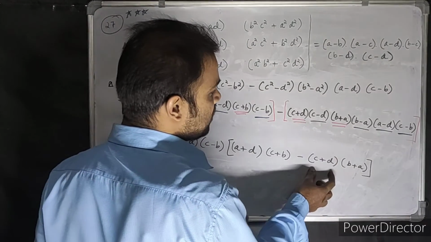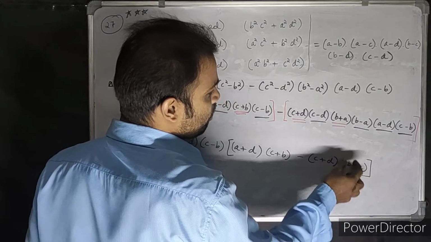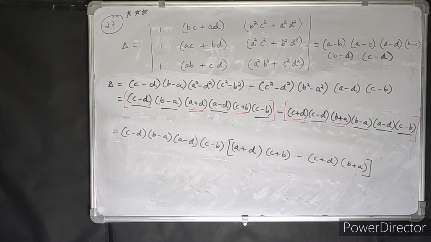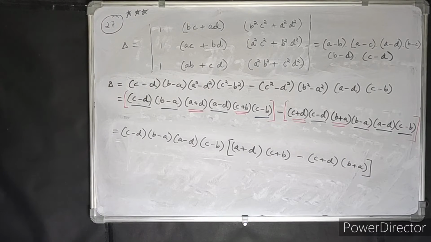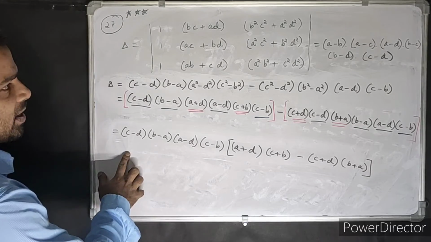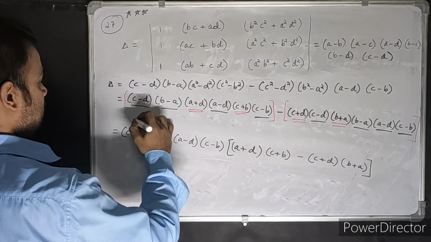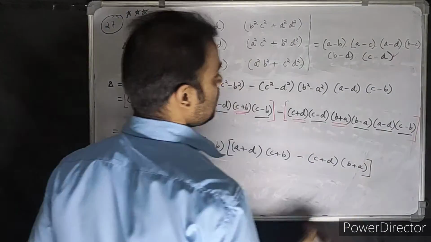Okay, c plus d and b plus a is left. So now when you look at what you have to prove, it's slowly coming out. What have we got? Can we match what we have got? We have got a c minus d. So this we have already got, c minus d.